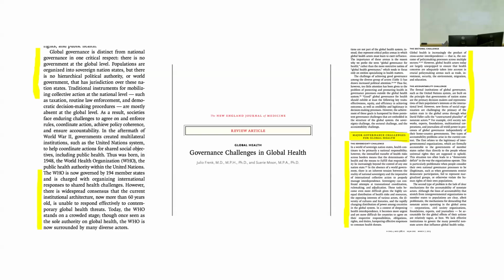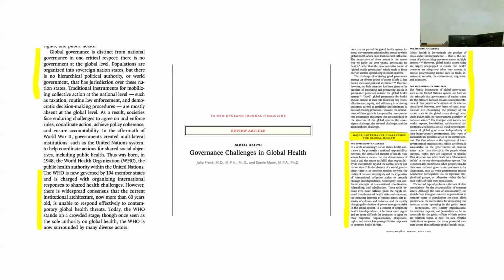Today, the WHO stands on a crowded stage. Once seen as the sole authority on global health, the WHO is now surrounded by many diverse actors. We don't have time, but we could spend a whole, again, semester talking about not only the history of the WHO, but how it functions and operates. It's a complicated story. I'm not going to read this just for the interest of time.